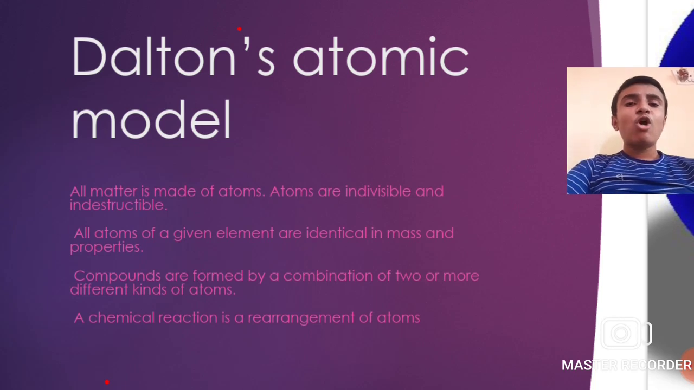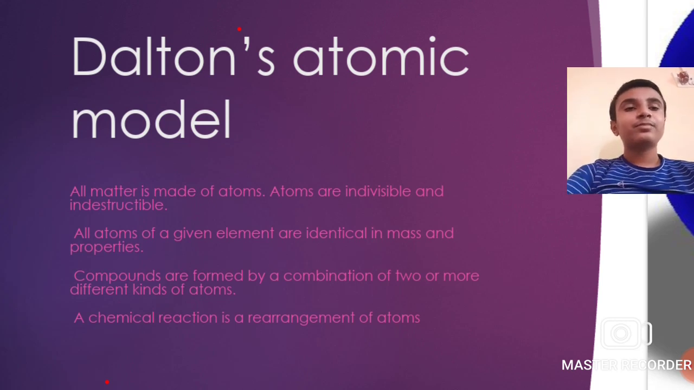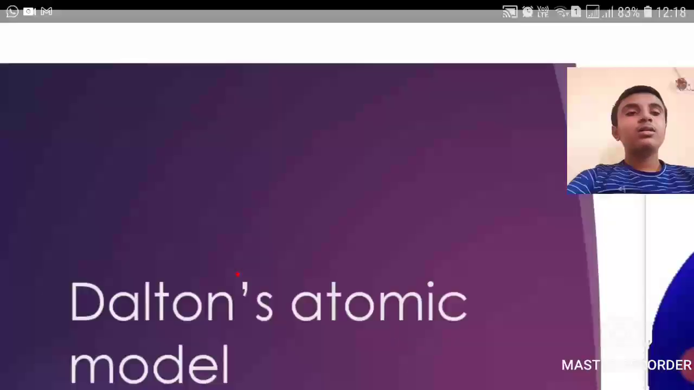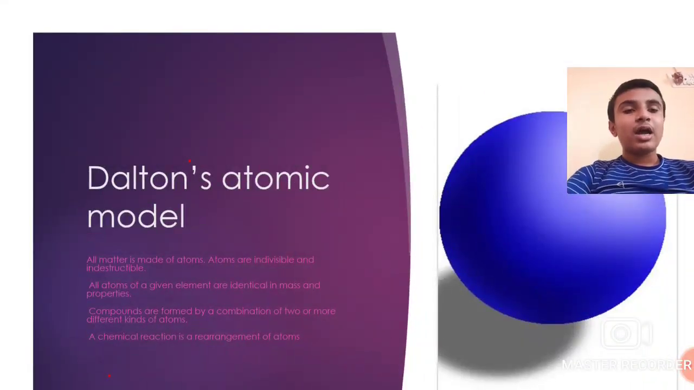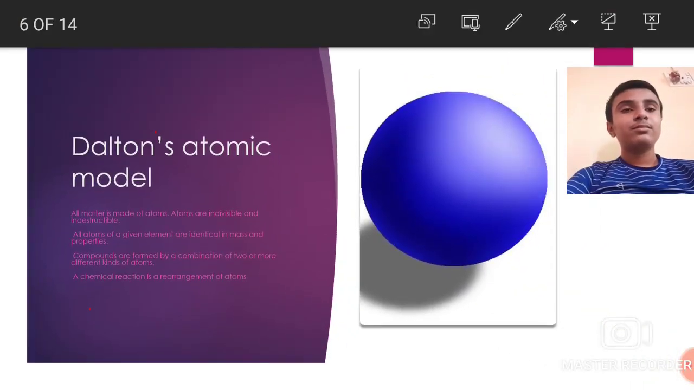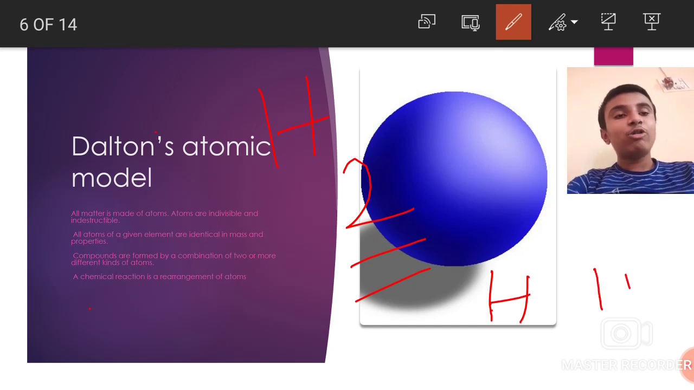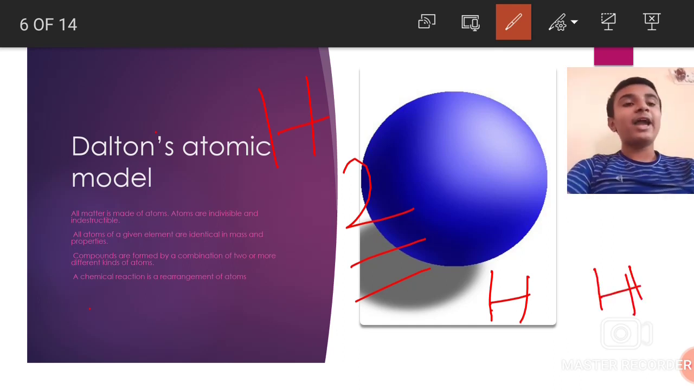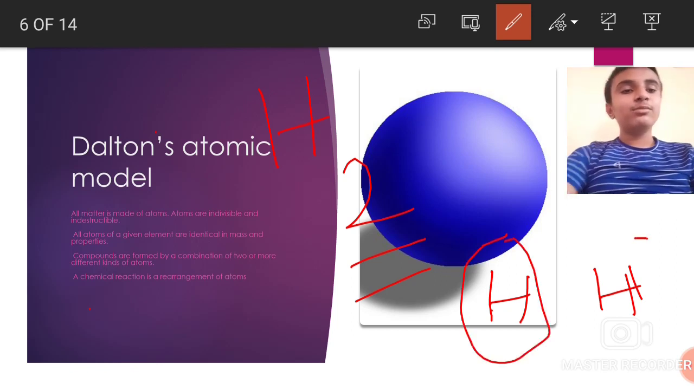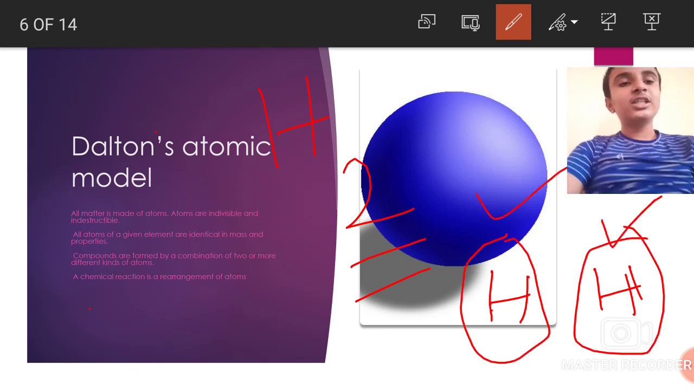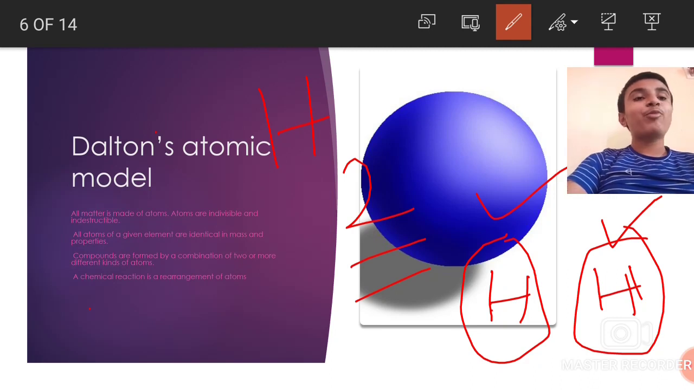Second point, he stated that all atoms of a given element are identical in mass and properties. Yes, friends. Let's take the example of hydrogen. So this is H2, a hydrogen element. It has two atoms, as we know. So he stated that one hydrogen atom and the other hydrogen atom, which combine to form a hydrogen element, these two hydrogen atoms are identical. Yes, they are the same in mass and in their properties.